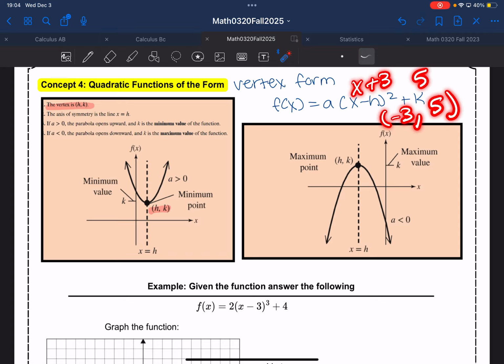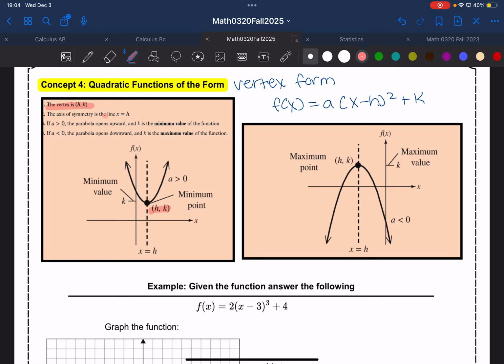Okay. Our axis of symmetry is x equals h. Makes sense because axis of symmetry is always the x value of our vertex. And if our vertex is h comma k, this is x equals h. So whatever h is, that is our axis of symmetry. Then it talks about if we have a maximum or minimum value, but we talked about that in concept 1.